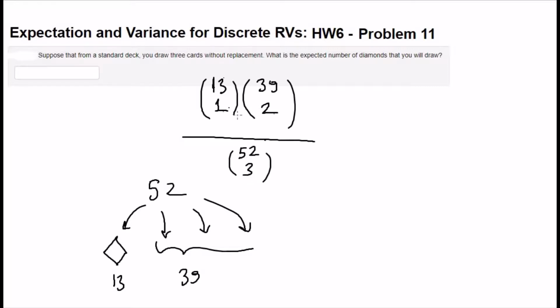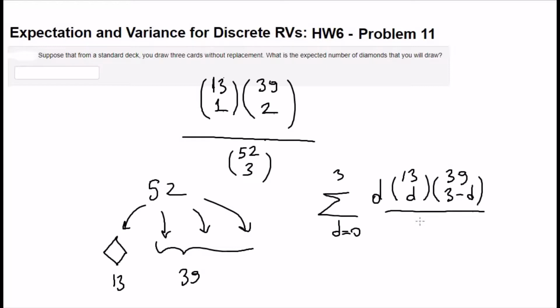So we can formulate this as the sum, d from 0 to 3, of d times 13 choose d times 39 choose 3 minus d, over 52 choose 3. So this is the answer.